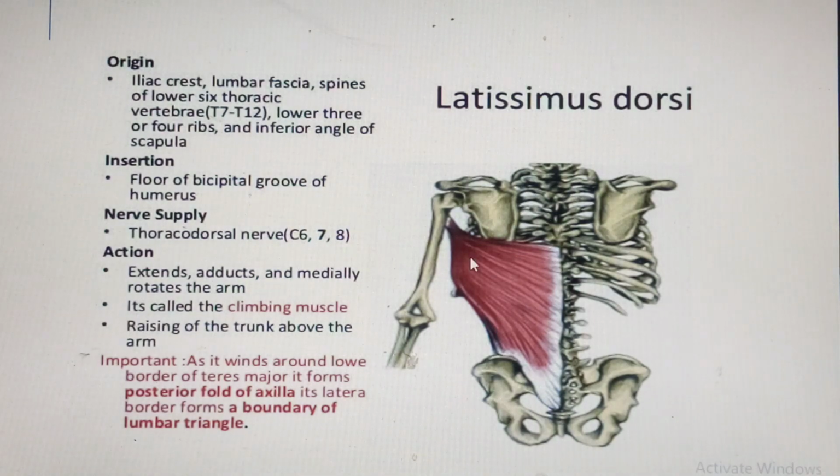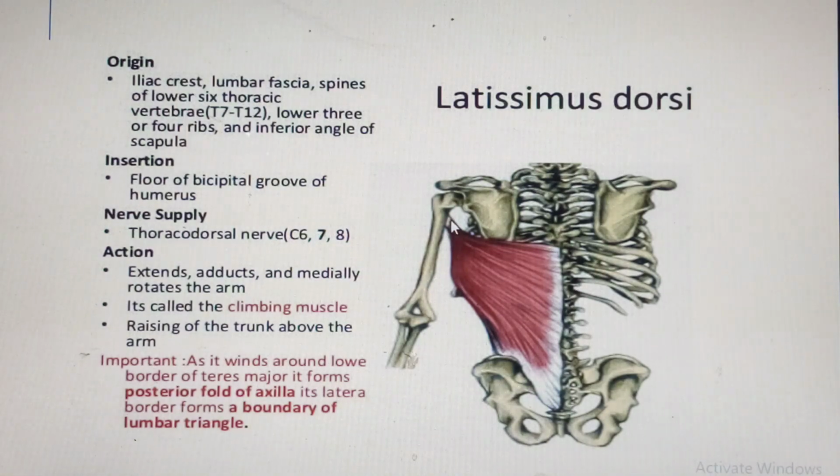Okay, and this latissimus dorsi, let me just talk briefly about the origin and of course insertion. It originates from the iliac crest. Apart from that, the thoracolumbar fascia, together with the spinous processes of C7 all the way to T12. Then, more importantly, the lower 3 or 4 ribs, as well as the inferior angle. Some of the fibers will take origin from the inferior angle of the scapula.